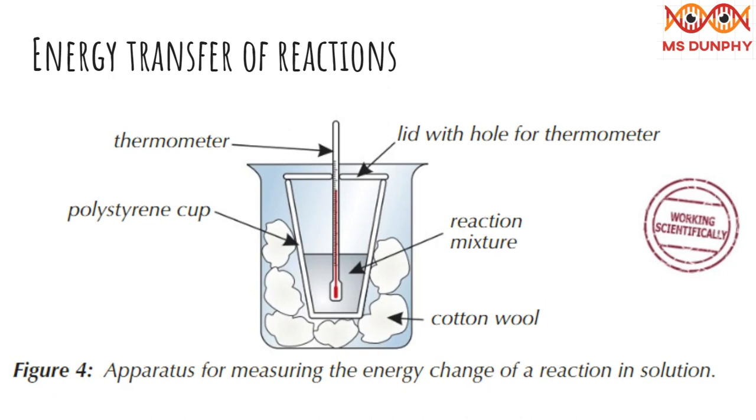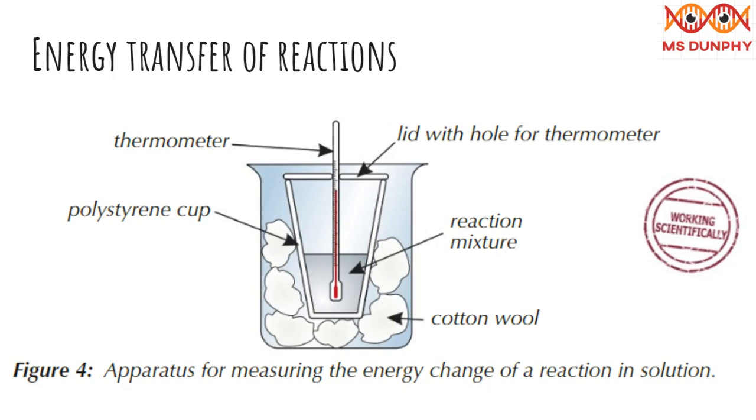You can find the temperature change of a reaction where at least one reactant is a liquid or solution by taking the temperature of the reactants, mixing everything together in a polystyrene cup, and measuring the temperature of the solution at the start and at the end of the reaction.